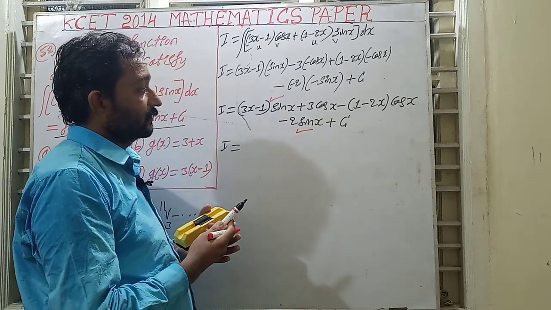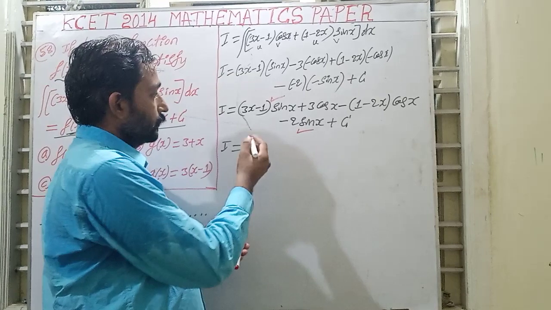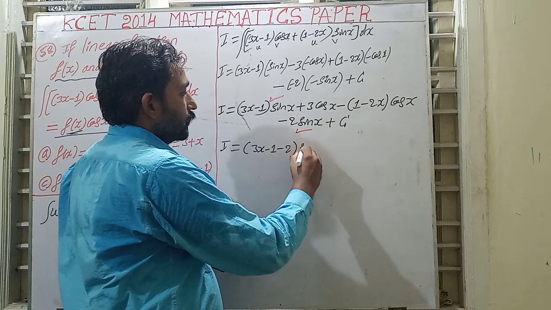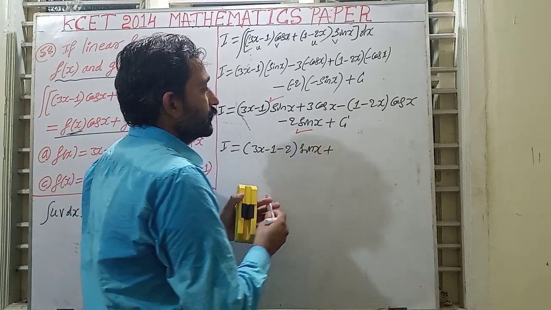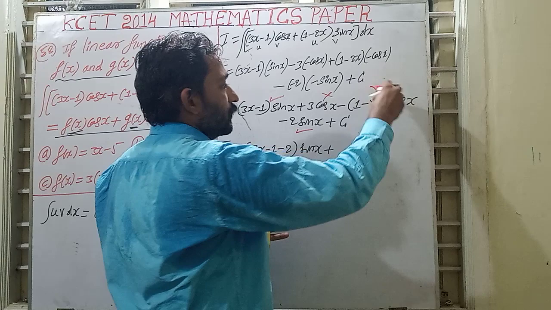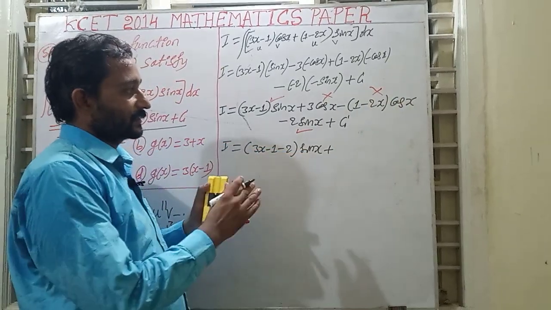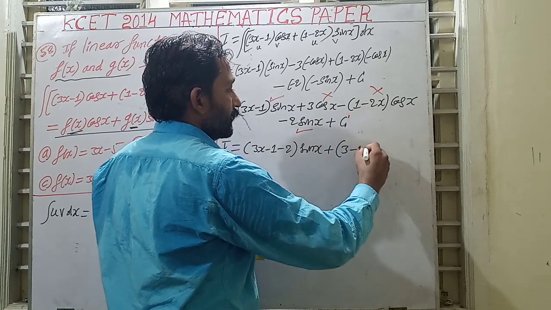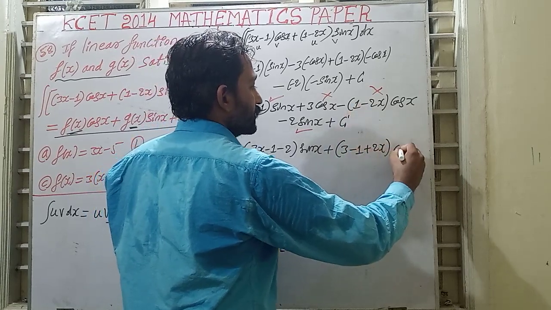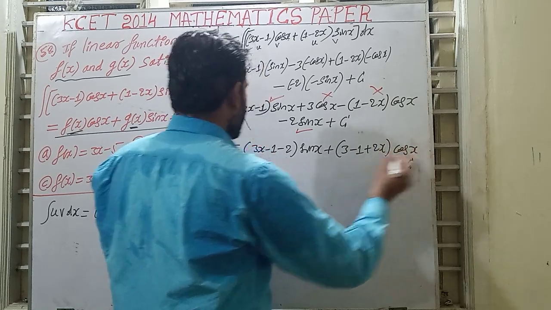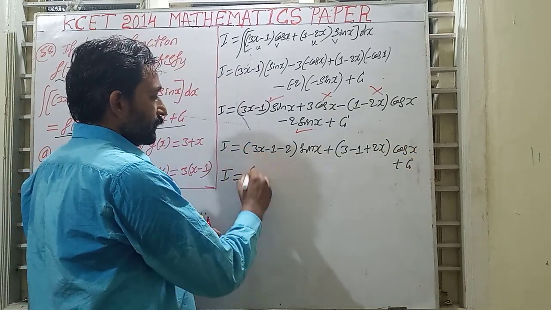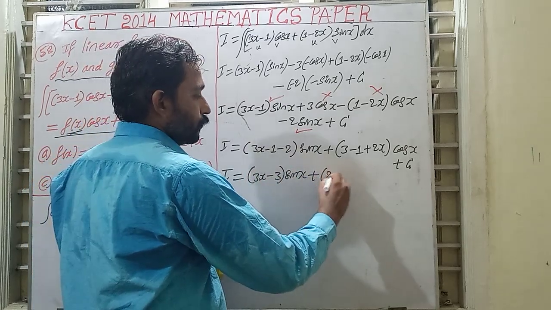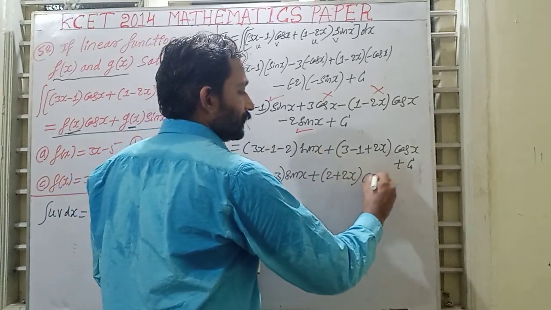Here, sin x can be taken as a common term. So remaining 3x minus 1 minus 2, into sin x, plus, in these two cases, cos x and 1 minus 2x into cos x. Cos x is the common term, take it outside. Remaining 3 minus 1 minus into minus plus 2x into cos x, plus c. So simplify this once again: 3x minus 1 minus 2 is 3x minus 3, into sin x, plus 2 plus 2x into cos x plus c.